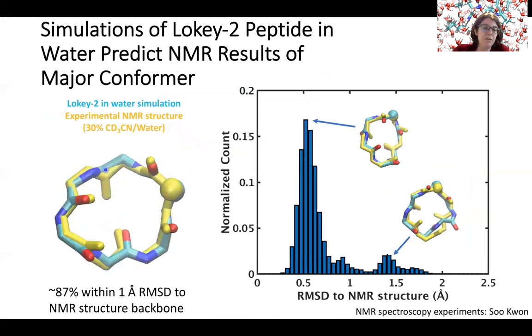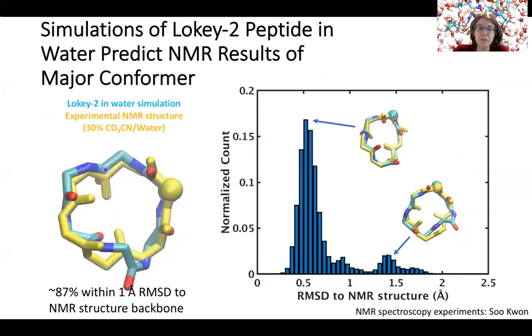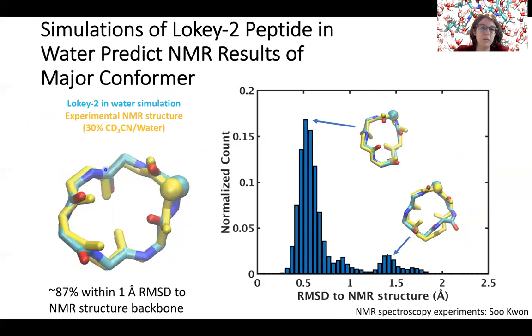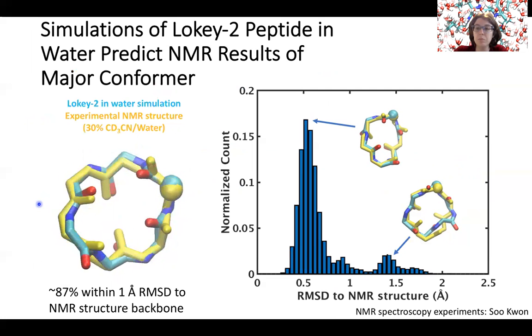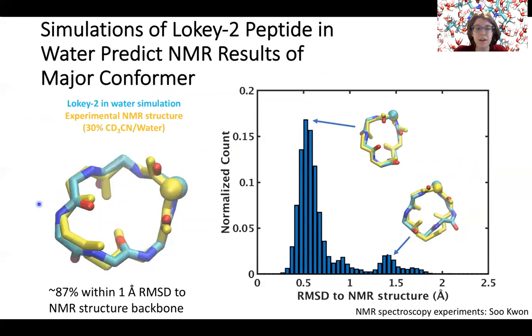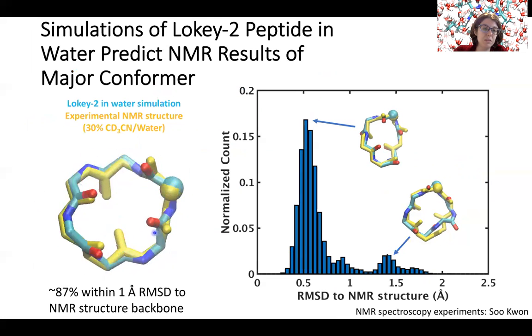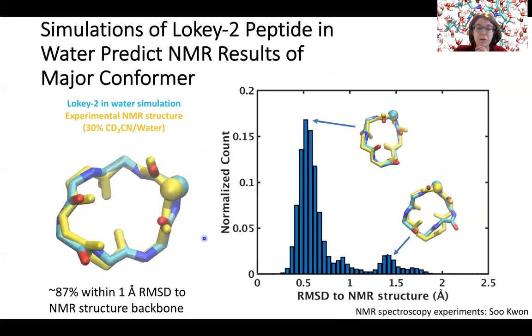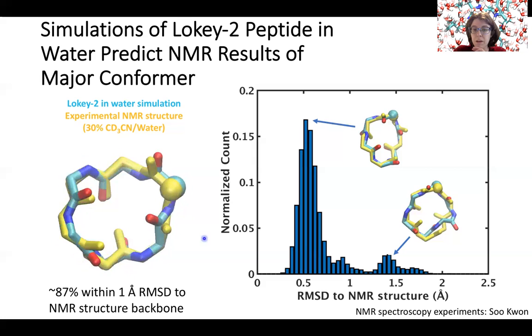Next, we want to look at the Loki-2 peptide in water. Again, what I have here in cyan, red, and blue is our T-Rex simulation of Loki-2 in water, overlaid on top of the experimental NMR structure for Loki-2 in water. You can see for this one, again, it for the most part matches the experimental NMR backbone structure very well. We have about 87% of our structures within 1 angstrom RMSD of the NMR structure backbone. However, you might be able to see in the movie that there are some structures that pop up once in a while that don't match the NMR structure backbone.